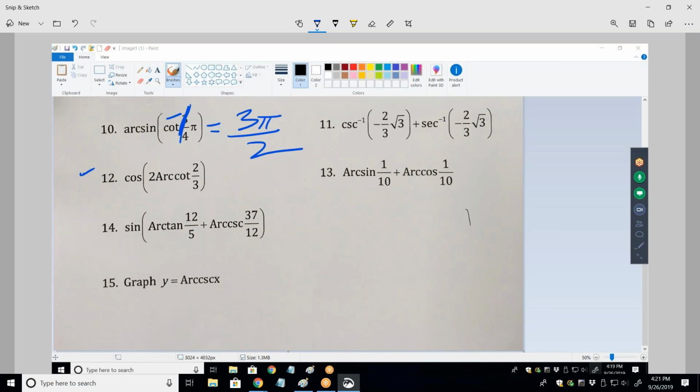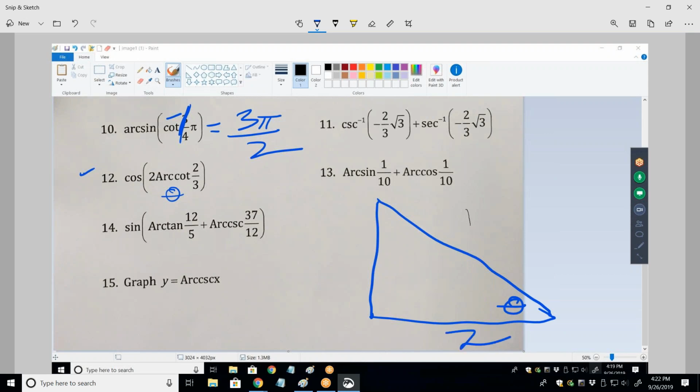Now, 12, let's try doing it my other way. And my other way depends on knowing that that angle is theta. That is an angle inside those parentheses. It's not a number, it's an angle. That's the angle whose cotangent is 2 over 3.